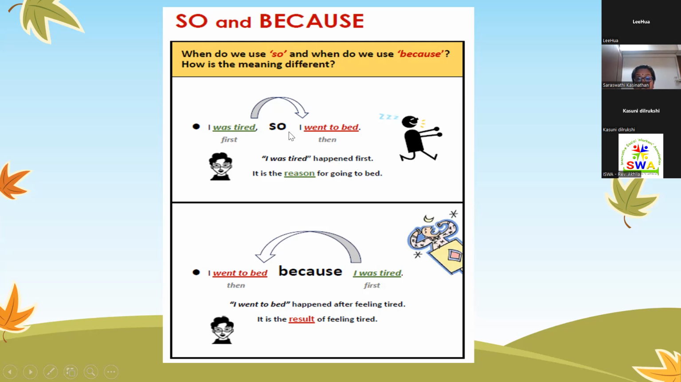Okay, so I was hungry, so I went to the coffee shop. Okay, so I was hungry first, and then I went to the coffee shop. That's the reason why I went to the coffee shop. Because it's different. I went to bed because I was tired. So the action came first, all right, and then the reason. So it's the result of the action, okay? I went to bed happened after feeling tired, right? So the tired here, and because is the result, okay?